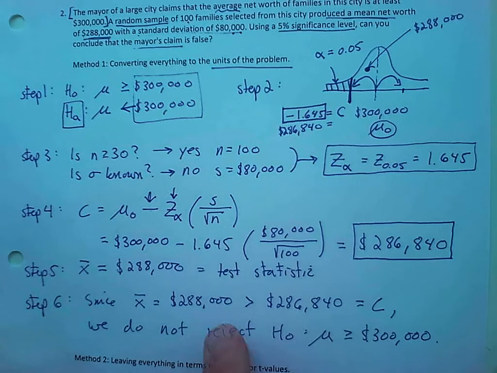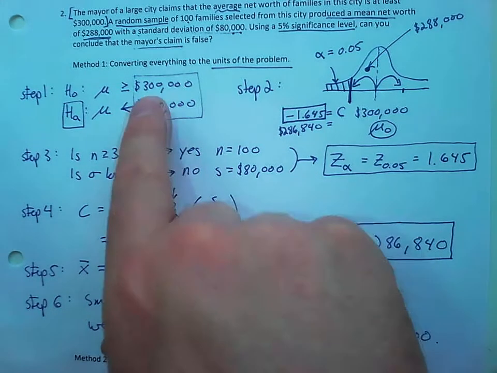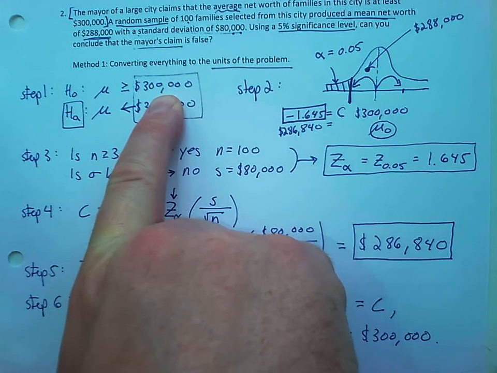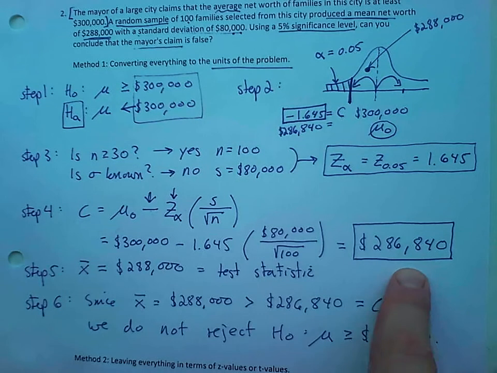And that's what happened. We took a sample. The sample said that, yep, even though it was a little bit less than $300,000, it still fell within that wiggle room that we were providing the mayor. Right? Think about it like this. If the mayor says the average net worth is $300,000, and you take a sample, and the sample comes out to be $299,999, so just $1 below what the mayor claimed, you're going to call the mayor a big fat liar?